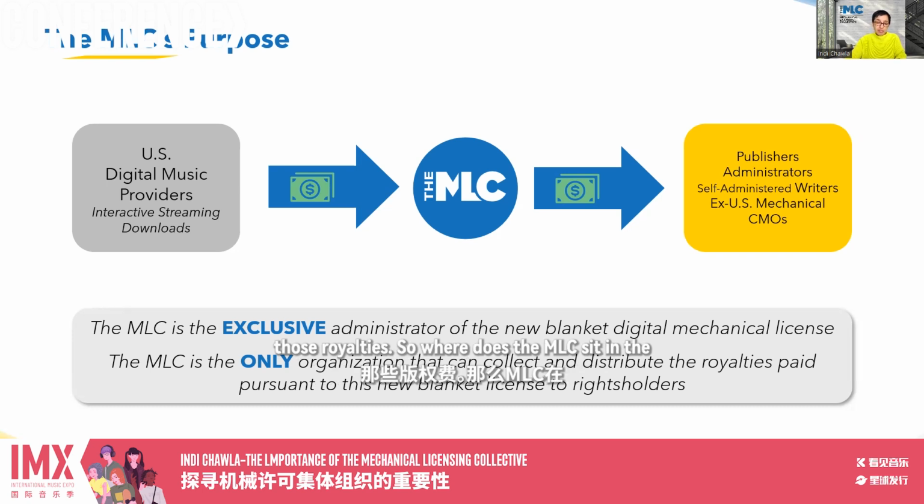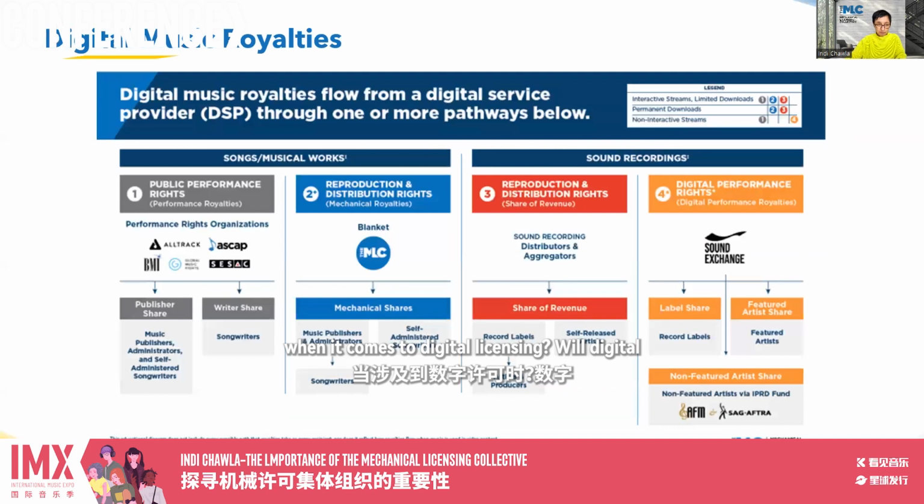So where does the MLC sit in the US landscape amongst all the other organizations when it comes to digital licensing? Well, digital services allow consumers to engage with music in different ways, which involve different rights and flows of royalties. And the flows are different for musical works and for sound recordings. The MLC, as you can see from the slide there, is part of the royalty flow, which is generated by the reproduction and distribution of musical works.